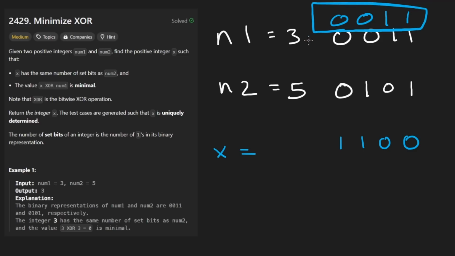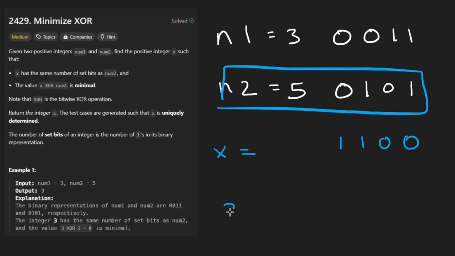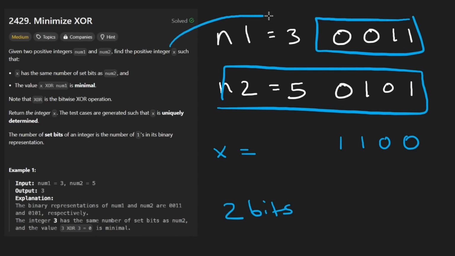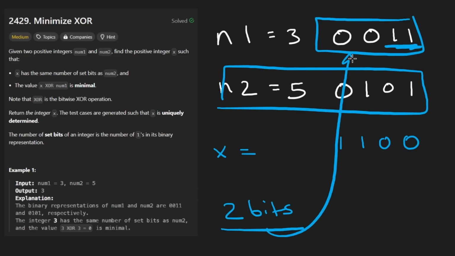So why would we not be able to do that? Because in this example, we have this second number, which tells us we need 2 bits, and this number tells us we want it to be as similar to this as possible, which has exactly 2 bits set. So in this case, we can make it exactly like this.